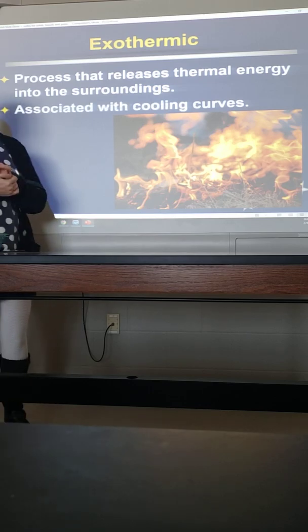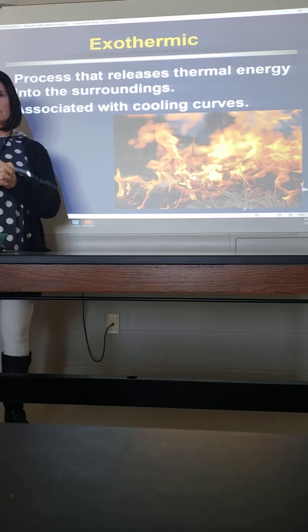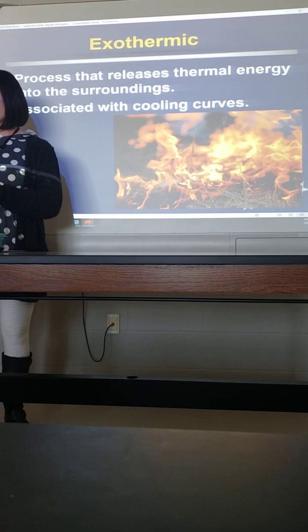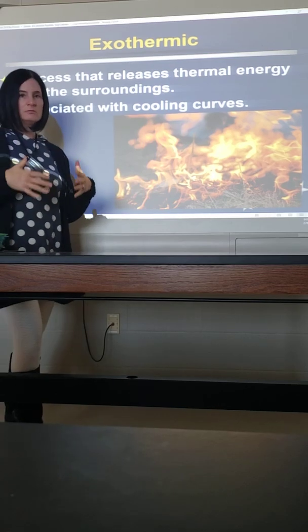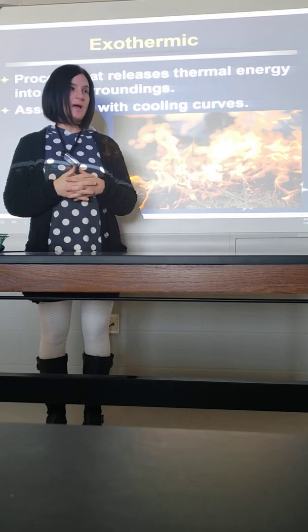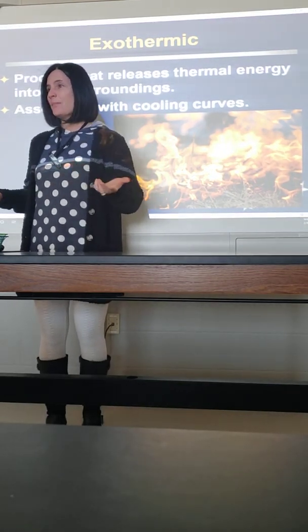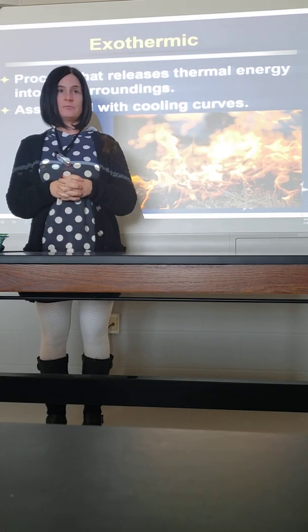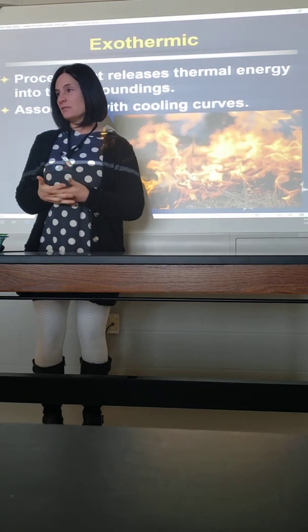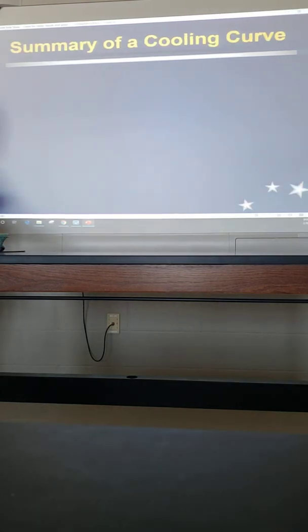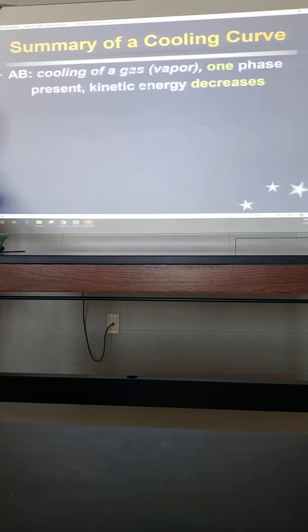So exothermic pairs up with the cooling curve. Think of heat exiting, well then it's going to make something cooler, and you have a cooling curve to show that. Again, logical, common sense. It's not something that you have to really worry about trying to memorize. Just think about it. If things cool off, it's because the temperature's gone down, and it's because heat has left the system. All right, so heat exits. Exothermic exits.